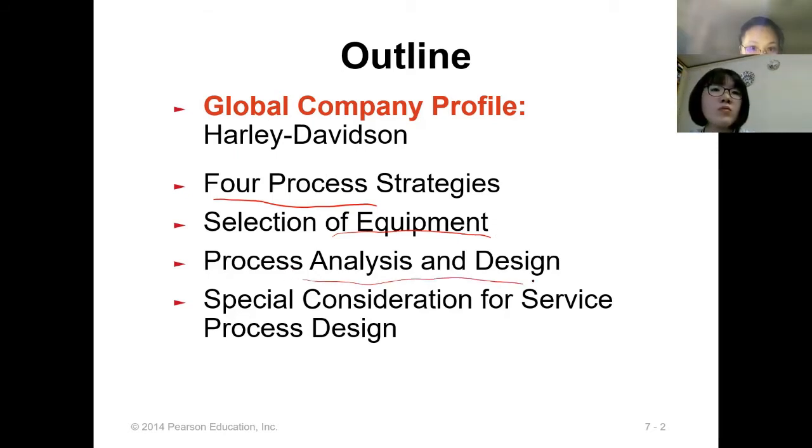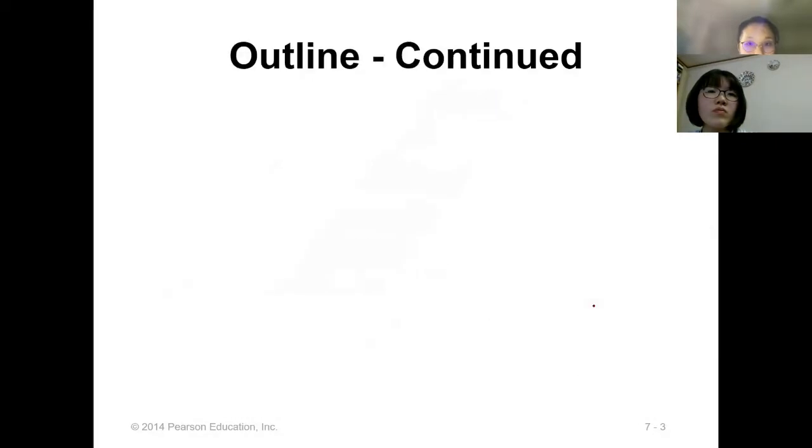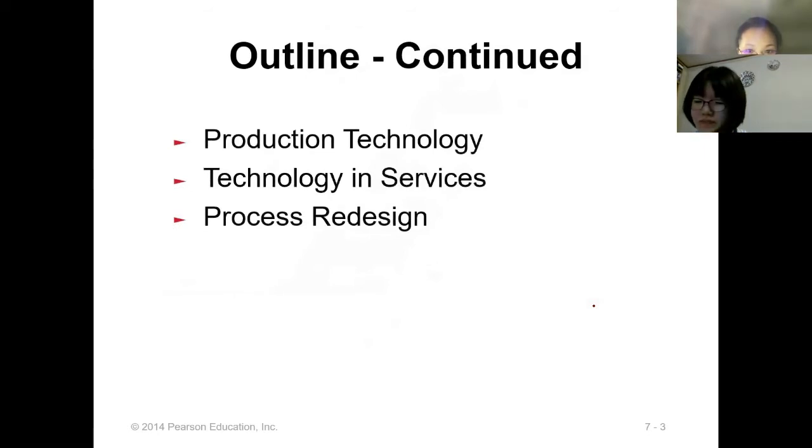Then you need to think about process analysis and design. So this all relates to process design, process strategies. Special consideration for service process design. Service is simpler, it's very straightforward. But of course, when you say simpler, it doesn't mean it is immediately available to be done. No, it's relatively simpler.